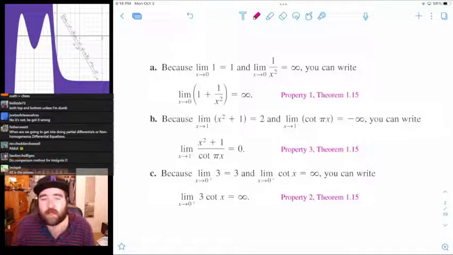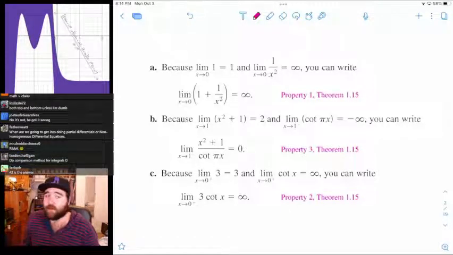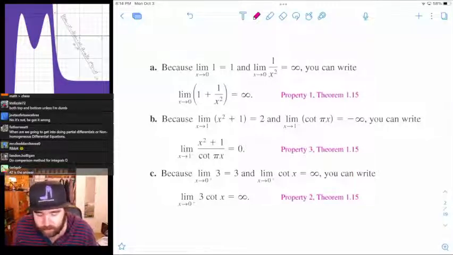So this is just pointing out some nice properties about infinity. Maybe we should have done that beforehand, before we did the last example, but we're just going in the order of the book. So notice what they're saying here.